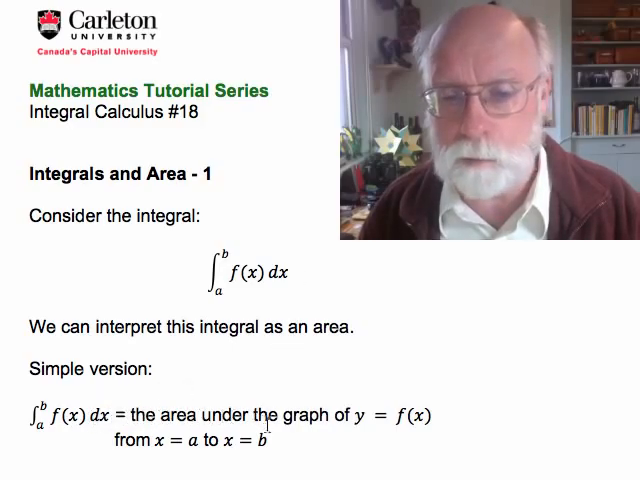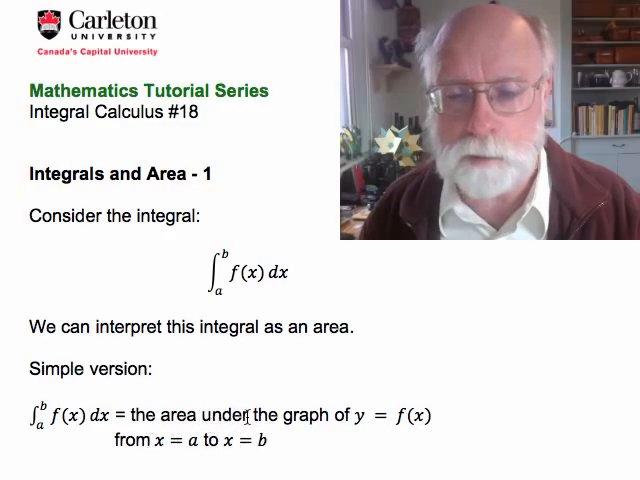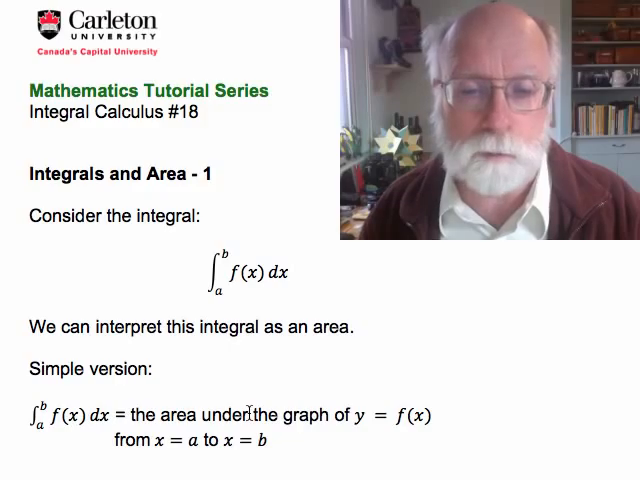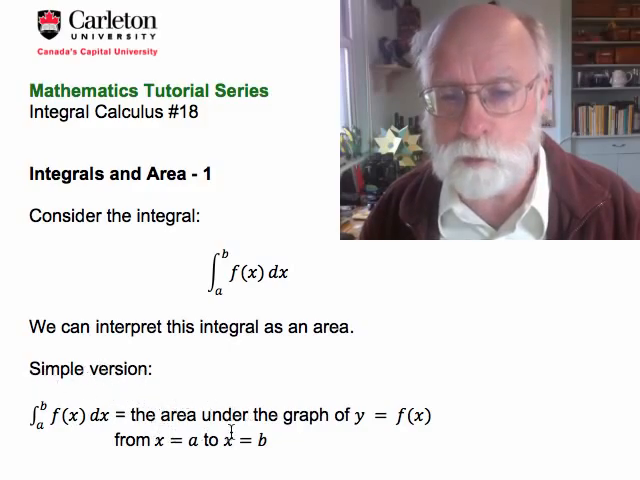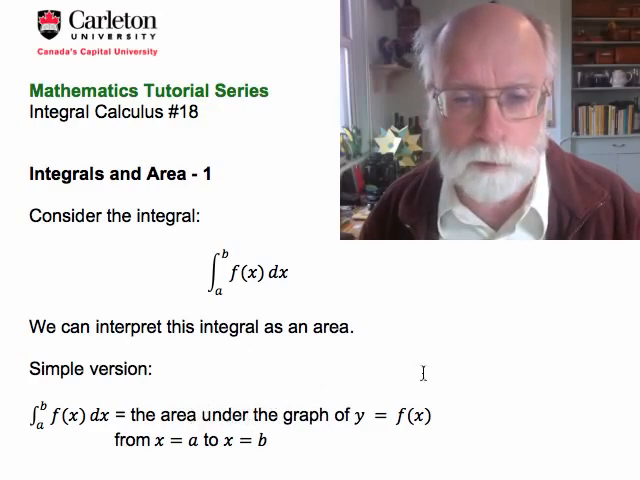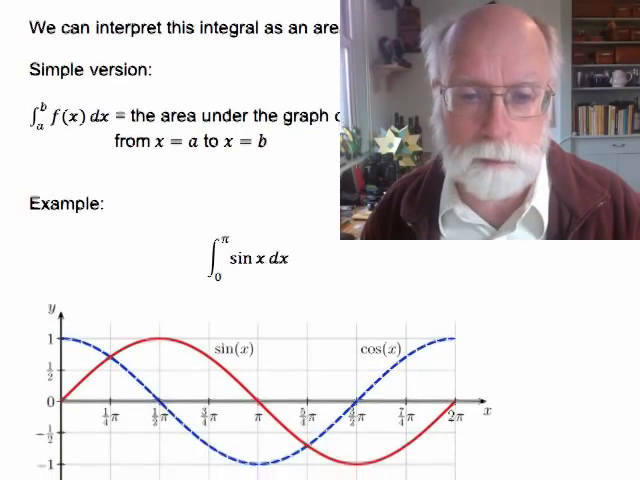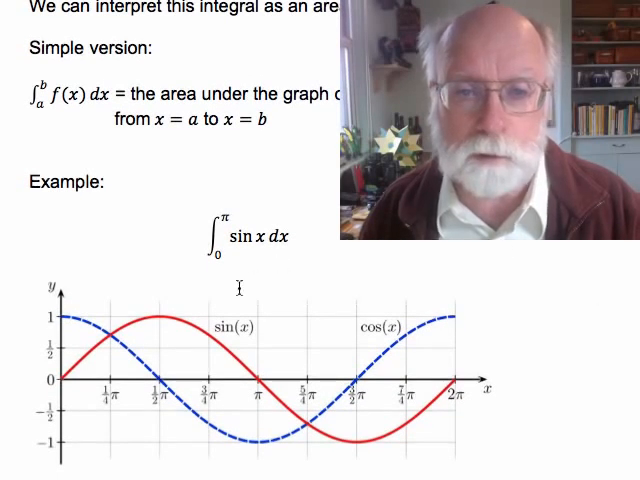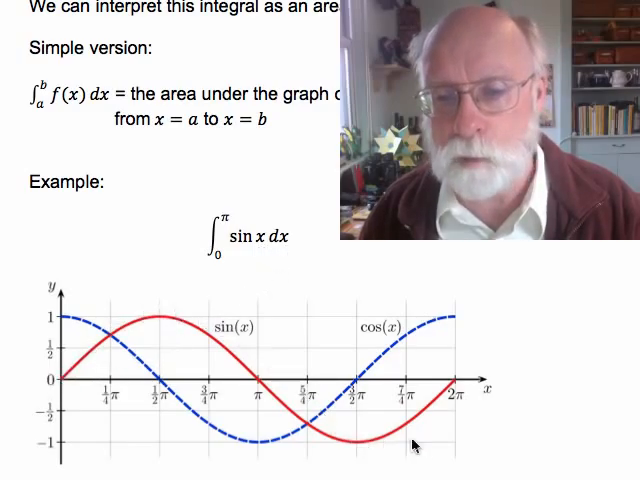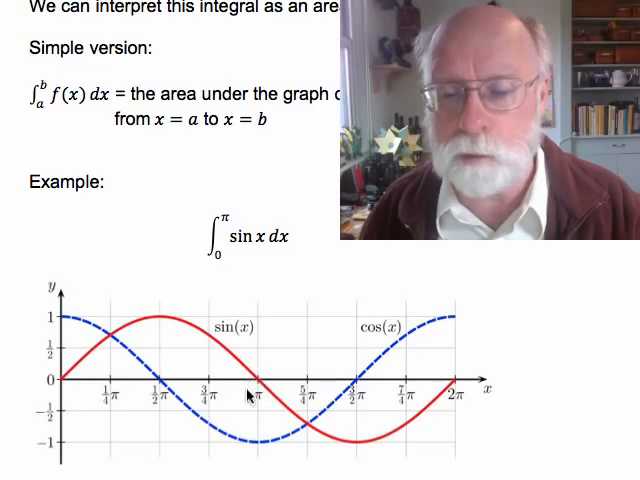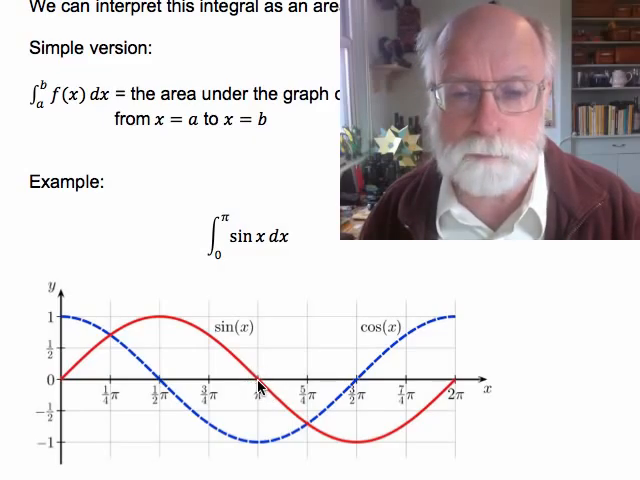Now, in this particular definition, this word under is rather important, and we're going to have to make this simple version more complicated once we begin to understand what is involved in this word under here, under the graph. But we can begin with a very simple example. Suppose we look at the integral between 0 and pi of sine of x dx. So sine of x is this red curve. Pi is the value here where sine of x crosses the x-axis. We're going to integrate this function from 0 to pi.